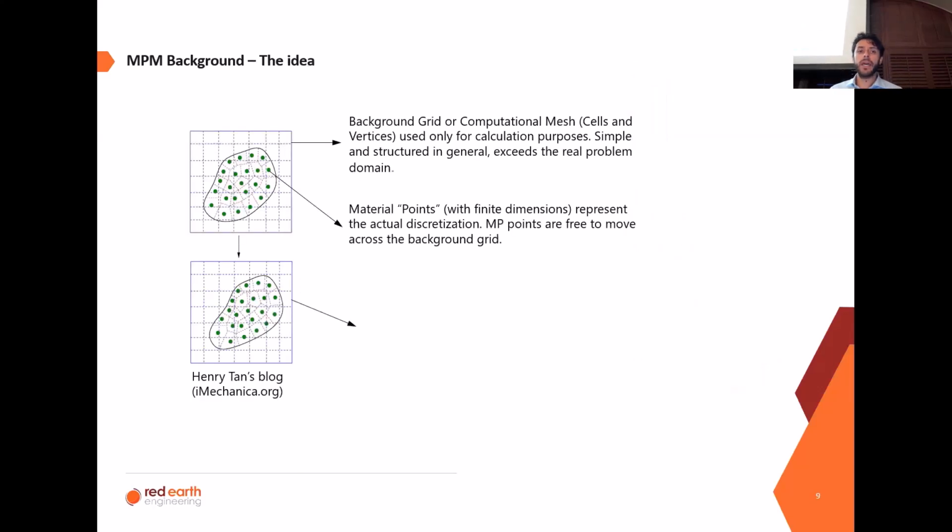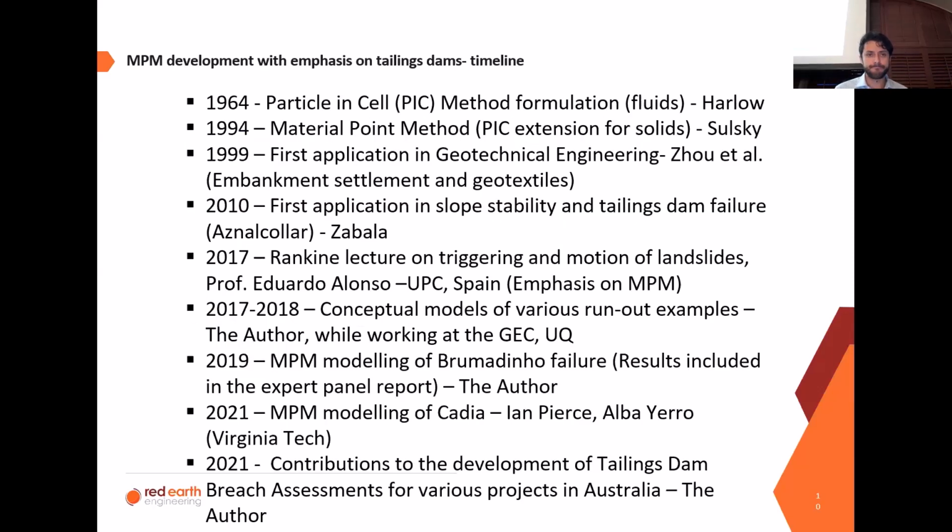So, okay, what's MPM? MPM says, you have a background mesh, which is your universe, where your slope is allowed to exist. And that mesh is going to compute everything that happens within the universe. And then within that universe, you have points. Those material points have finite dimensions and represent the actual discretization of your slope or your pile or your CPT probe. And they carry all the relevant information as they move, and they're free to move across the mesh.